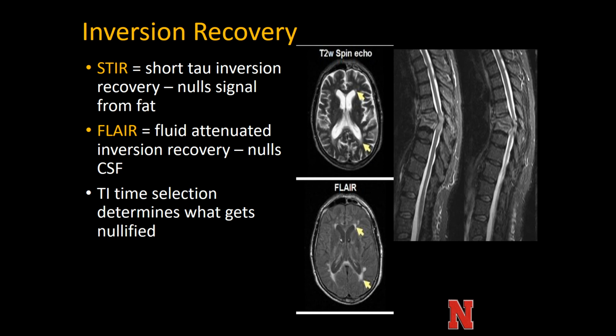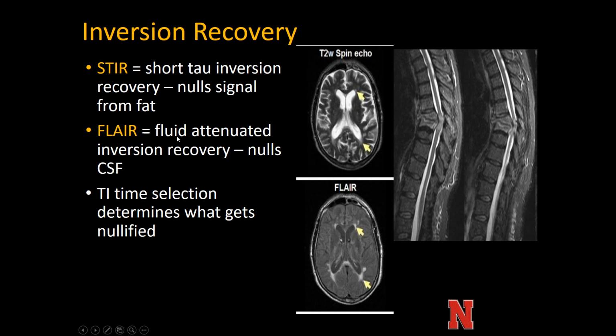STIR is a type of inversion recovery sequence. It's a short tau inversion recovery. It nullifies signal from fat. So this is a STIR sequence in the spine. You can see here that there's cord edema, there was discitis osteomyelitis, retropulsed fracture fragments, cord narrowing and canal compromise. You can see that on a STIR. All the fat, like in the vertebral bodies, within the subcutaneous tissues, is nullified in dark.